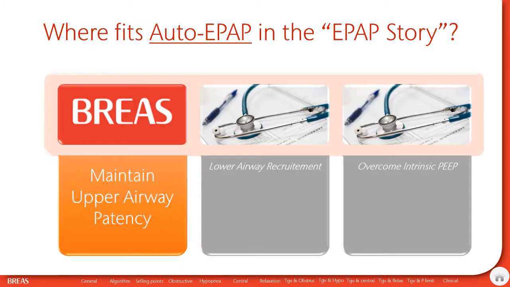The Auto-EPAP algorithm will only act on one of those. The Auto-EPAP will help to maintain the upper airways open. PEEP settings to recruit lung areas or to overcome intrinsic PEEP have to be done manually by the clinician.